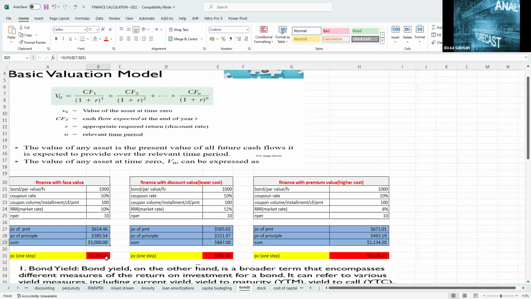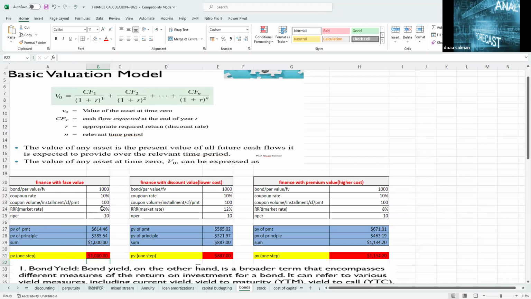This is one way, or you can do it in just one step. But in the one step, you plug all the variables into one function. So how are we going to do that? You look for present value, and when you do this present value, you have to pay attention to the rate, the required rate of return, and the number of years. And then here you pay attention to the 100, which is the PMT, and finally the bond par value at the end, which is going to give you the same answer. So this is the same way.